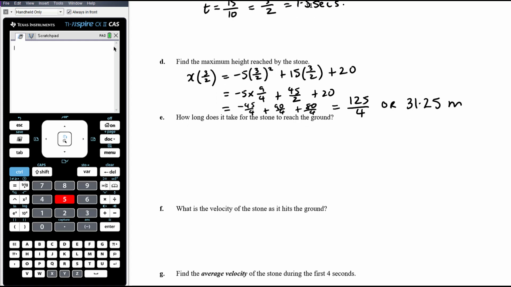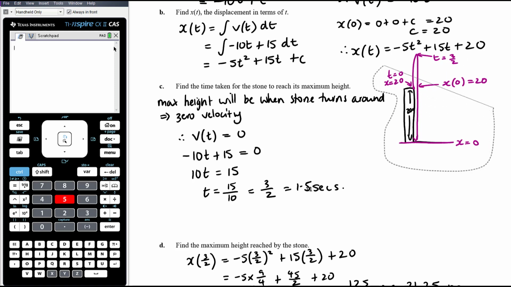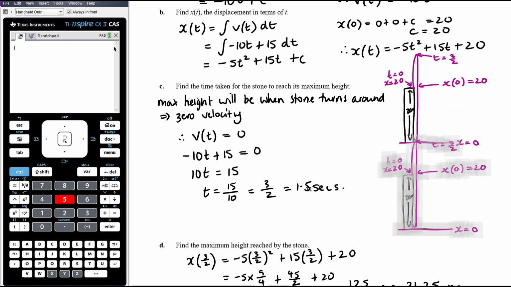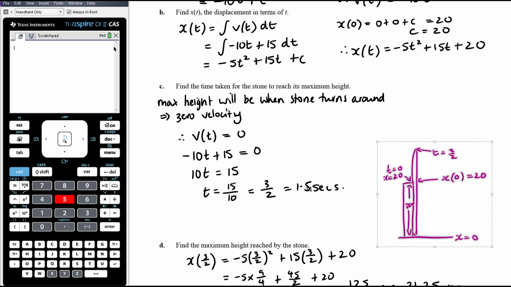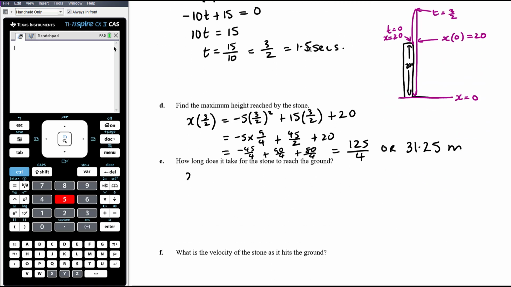How long does it take for the stone to reach the ground? Okay, so when the stone reaches the ground, let me just move my diagram down a bit further. When the stone reaches the ground, that is when, in my problem, the displacement is 0. Okay, so we want to know what is the time, what is t, when x is equal to 0. So here we want to know x of t equals 0. When is there 0 displacement? So our displacement function again is negative 5t squared plus 15t plus 20 equals 0.